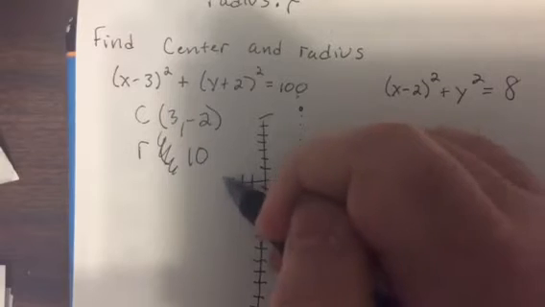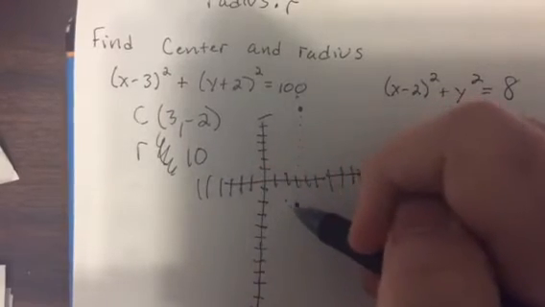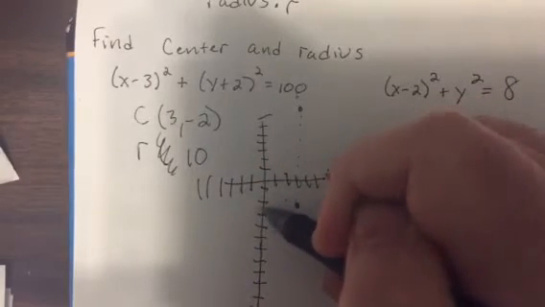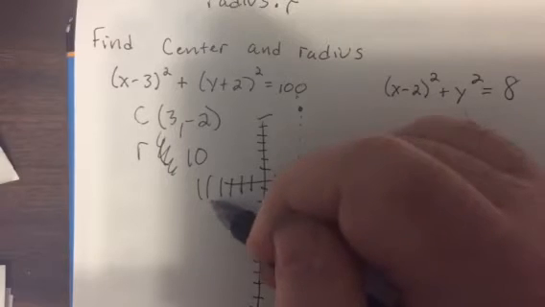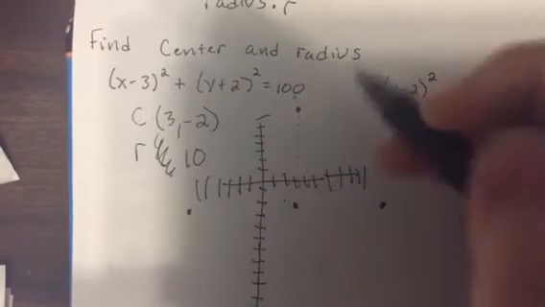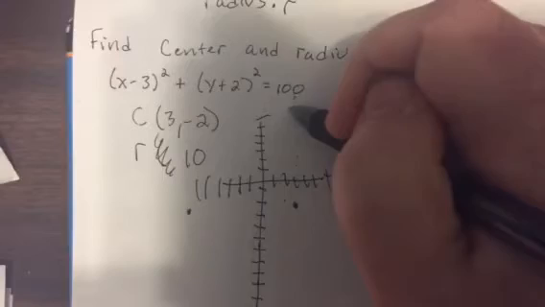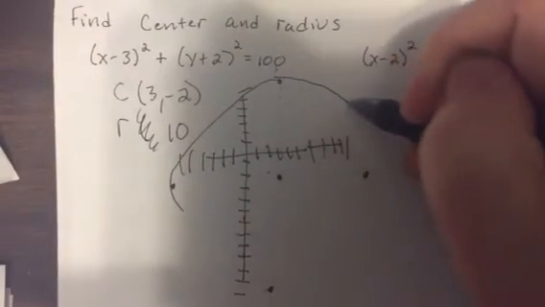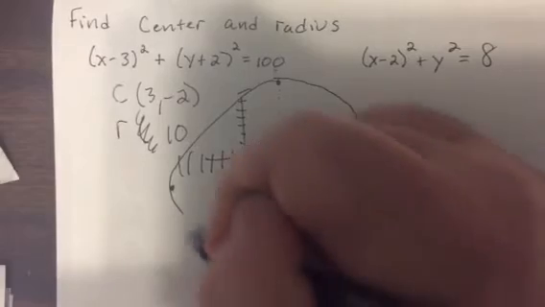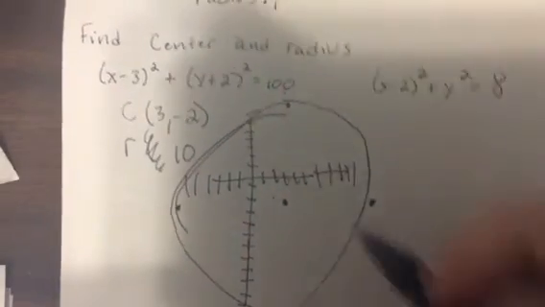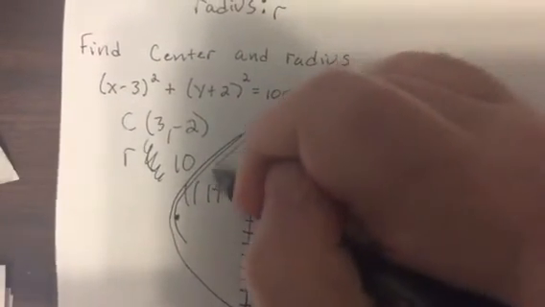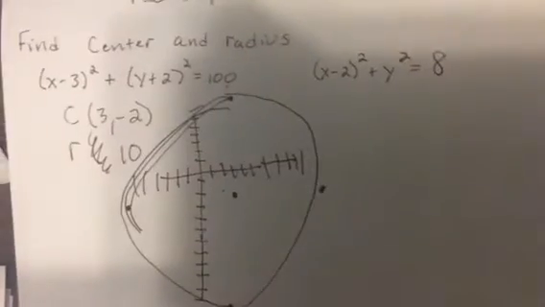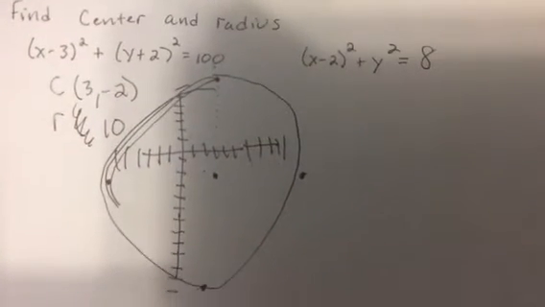Okay, 1, 2, 3, 4, 5, 6, 7, 8, 9, 10. And then just curve. Oh my goodness, if that doesn't look like a circle, I don't know what does. This is a circle. So that's why I don't tend to have you draw it, because that looks horrible.